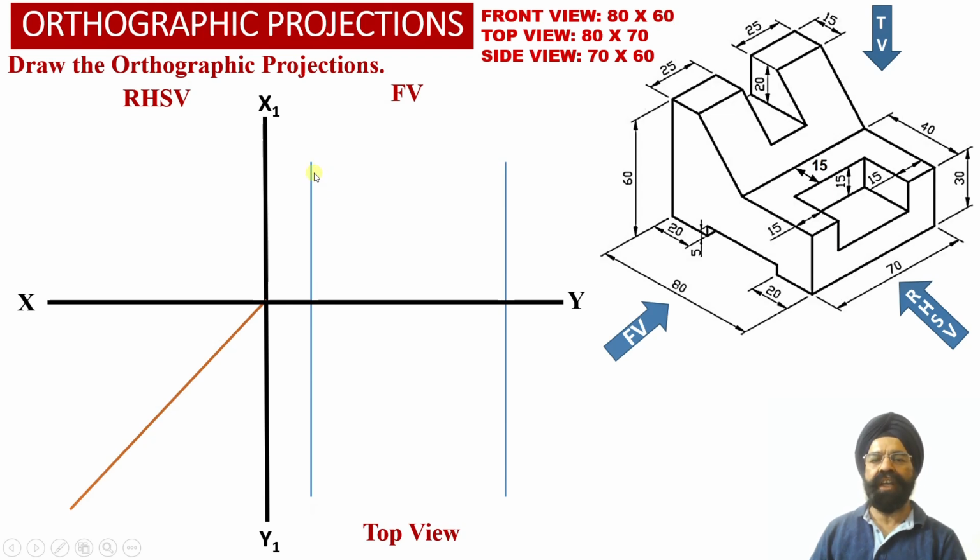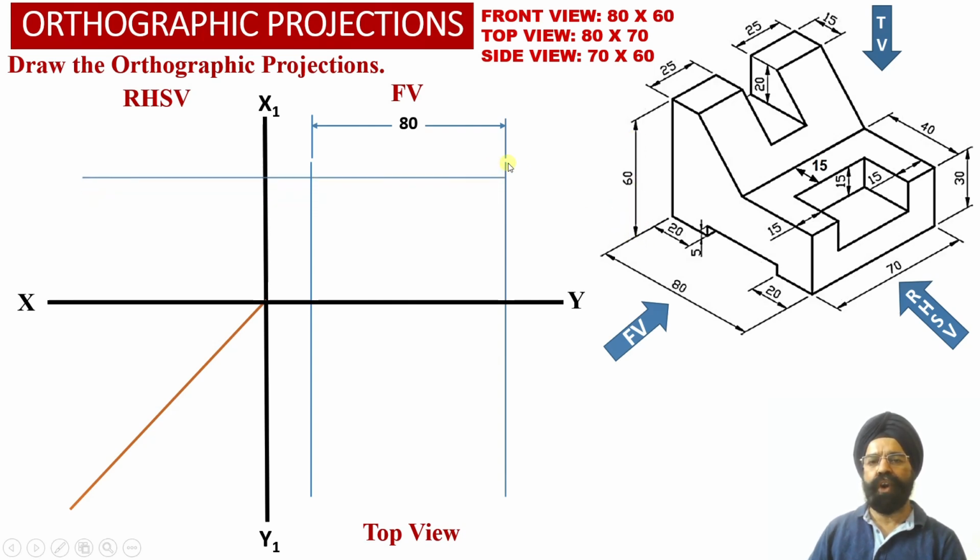Now we have drawn two vertical projector lines separated by a distance of 80 millimeter, which is equal to the width of the solid. These two vertical projector lines we have appropriately extended into the top view projections as well, because we know that in the top view projections, the width of the solid will once again be required as 80 millimeter. Now we know that the height of the solid is equal to 60 millimeter.